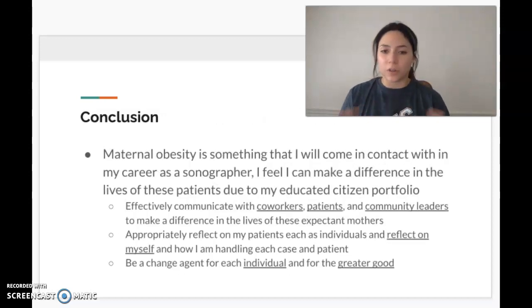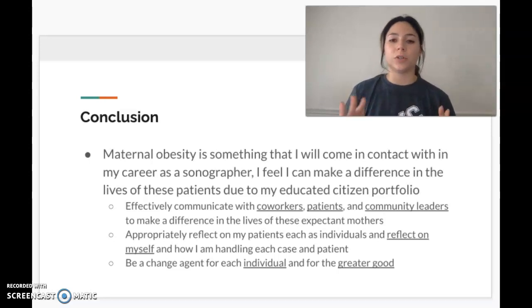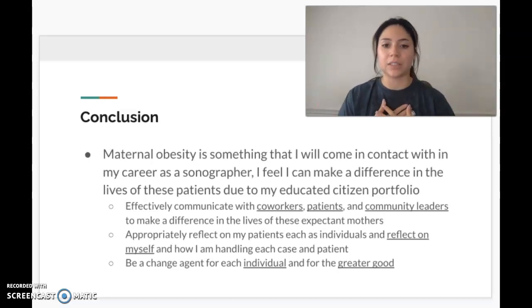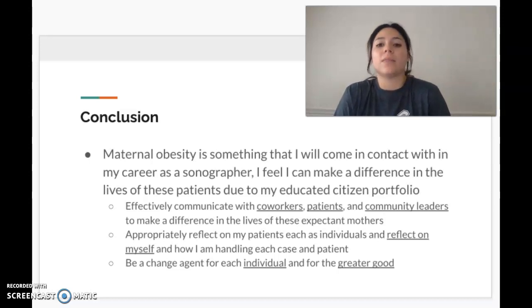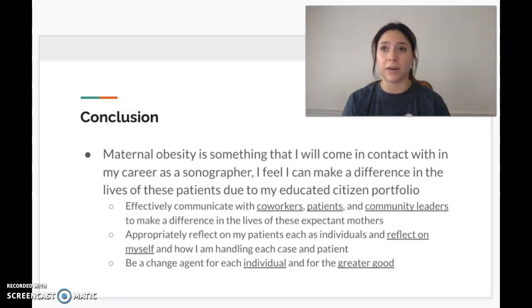So all in all, maternal obesity is something that I found super passionate about when I was in clinical, and I'll continue to come in contact with this kind of patient for the rest of my career as a sonographer. And I feel like because of how the Educated Citizen portfolio prepared me, I'm able to really apply these aspects to my patients and my job more. I can effectively communicate with coworkers, with patients, with community leaders, and whoever else is necessary to change the lives of expectant mothers who are struggling with maternal obesity.